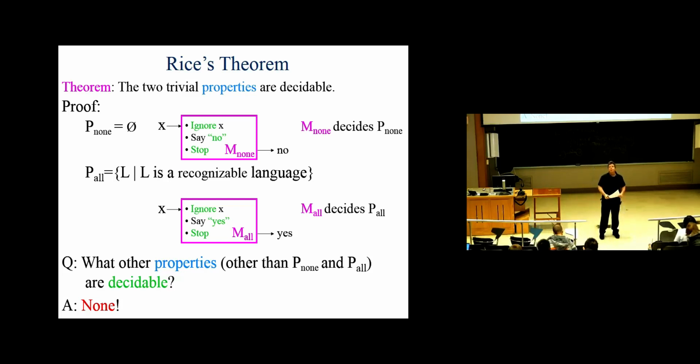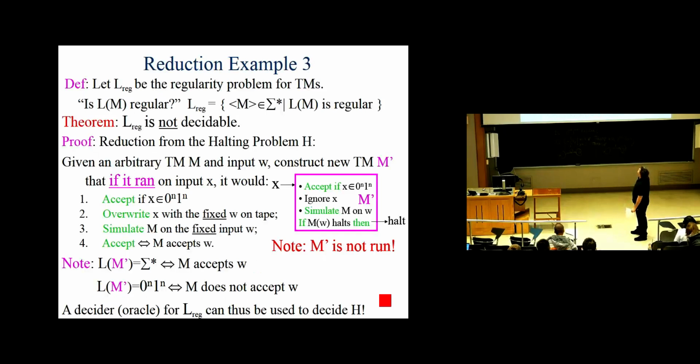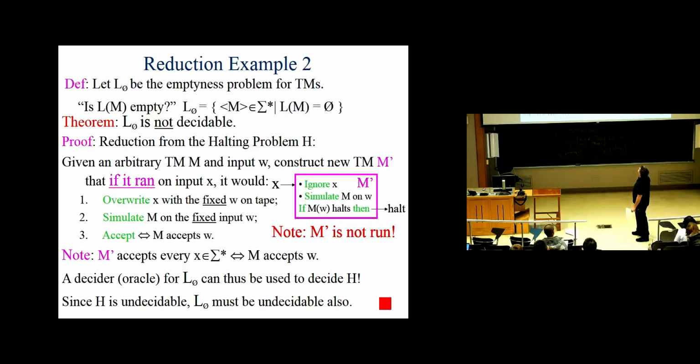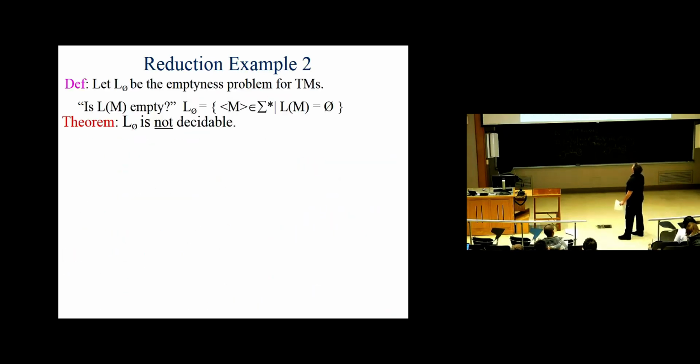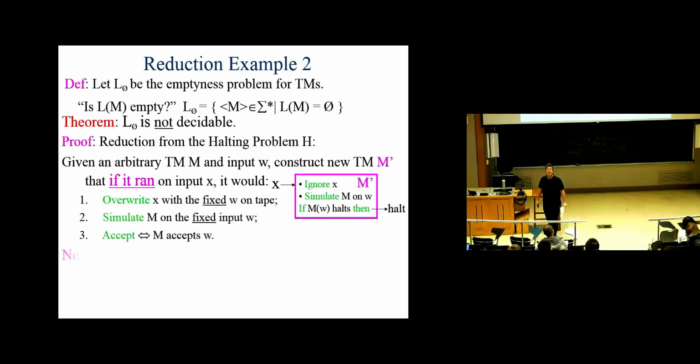So far, we proved it for 3 properties. Which properties we proved it for? We proved it for this property, whether a language is regular. We proved it for this property, whether a language is empty. And we proved it for this property, whether the language contains only the empty string. A Turing machine only halts on the empty string. So we proved it for 3 so far.